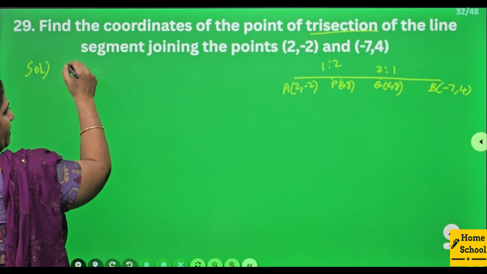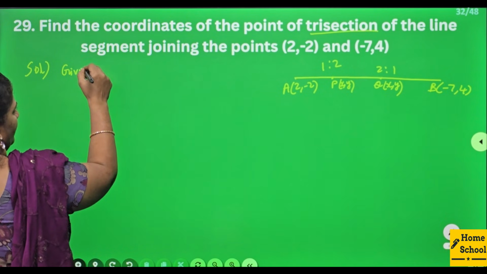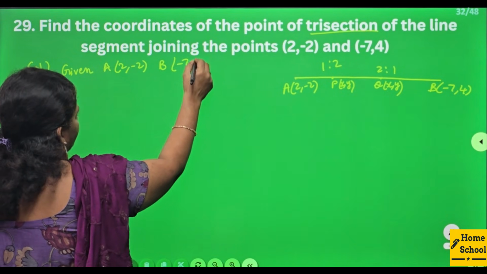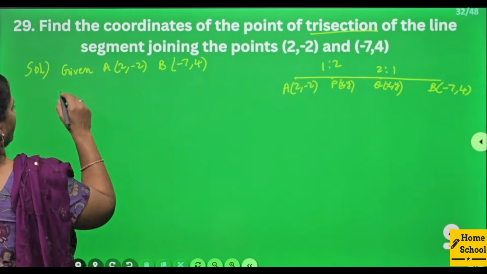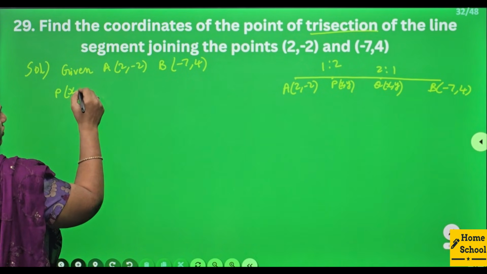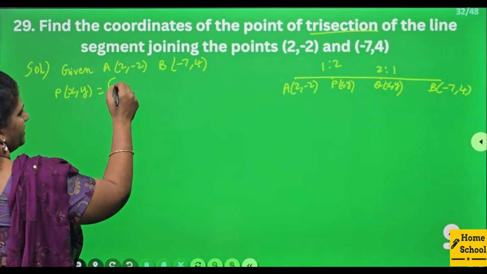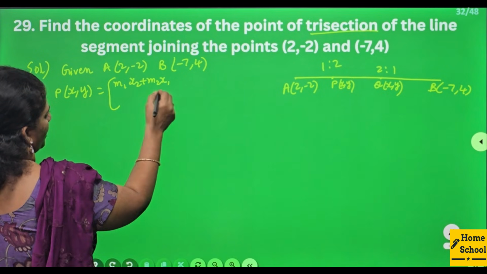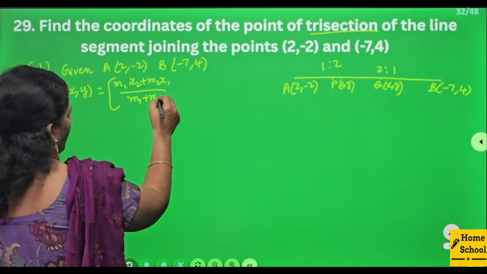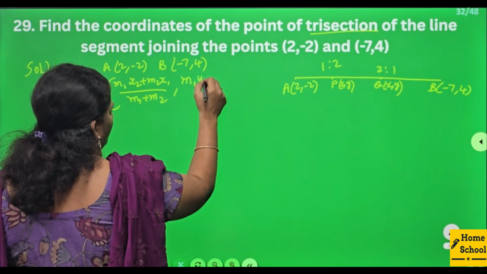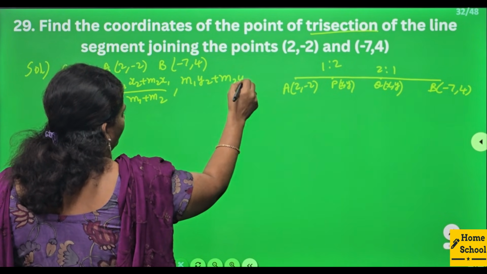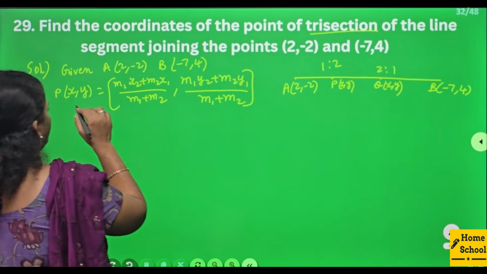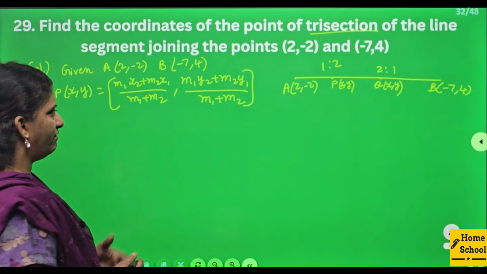Let us start the solution by writing the given data. Given A coordinate is (2, -2). B coordinate is (-7, 4). In order to find P(x, y), we know the section formula, that is (m1x2 + m2x1)/(m1 + m2), (m1y2 + m2y1)/(m1 + m2). Right? Anyhow, the coordinate I have taken as P(x, y).